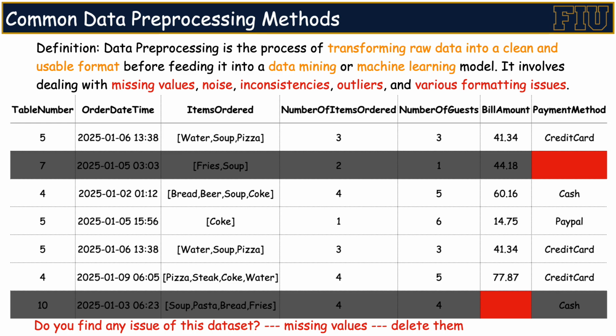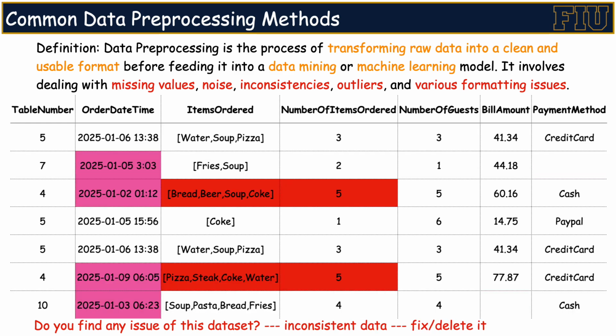Alternatively, we could try to fill in the missing values. For example, we could use values from similar data points to fill the gaps. This approach requires us to determine which data points are similar, and we will discuss several common techniques for doing this later. Another issue is consistency.